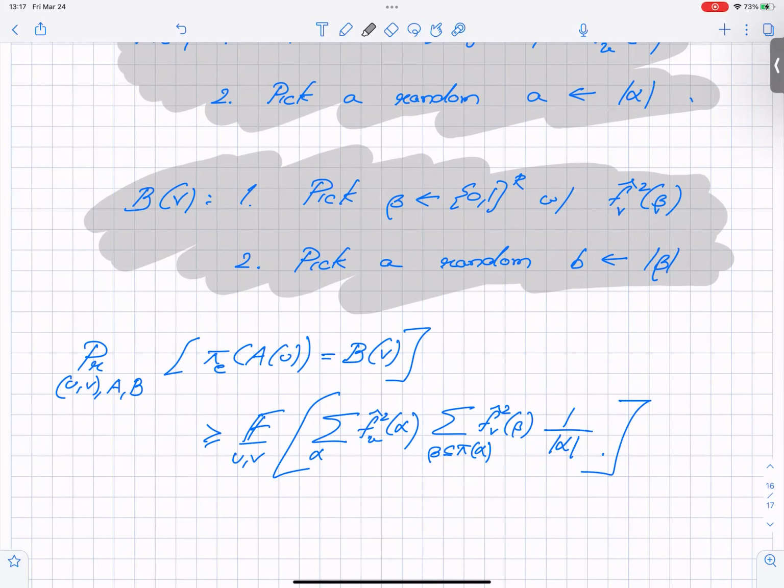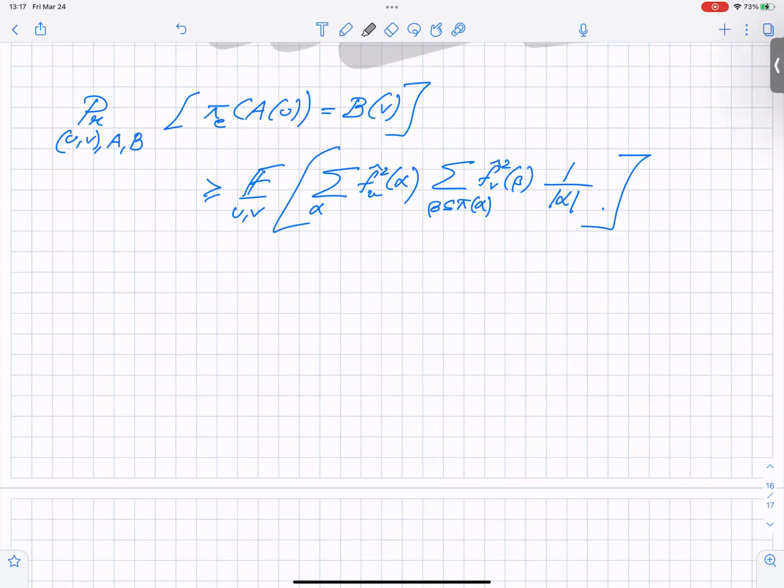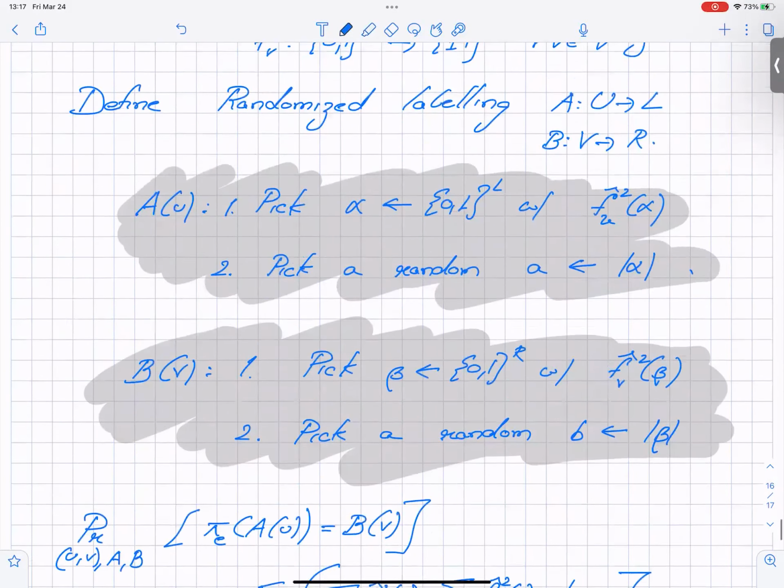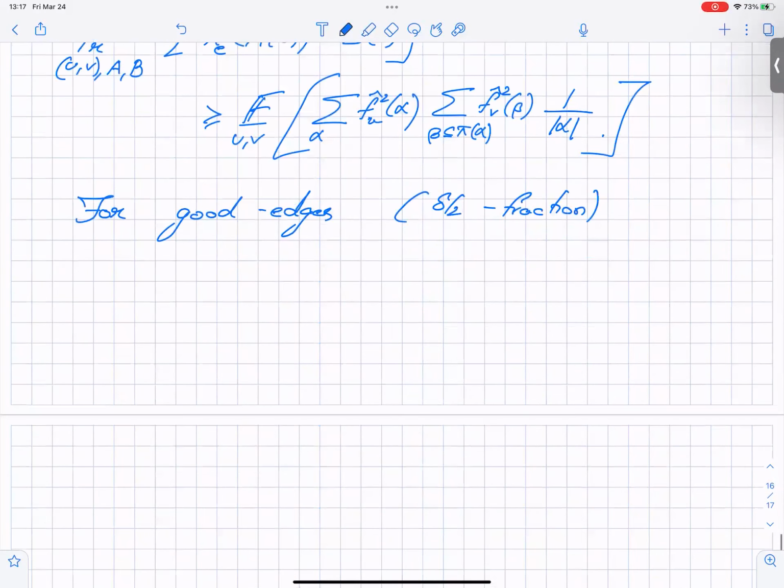And what we will now show is this quantity for all the good edges. We have something like this. So basically, for good edges, which are delta by 2 in fraction, we know that, what do we know? We know that summation f hat square alpha g hat square pi 2 beta into 1 minus 2 epsilon to the size of alpha is at least delta by 2. This is what we have.